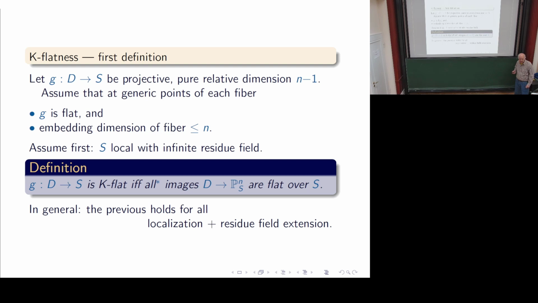What I was concerned about is that you impose this condition about the embedding dimension only generically. At a special point, the embedding dimension is enormous. How can you map it to P^N? You just project? Yes, I just map it to P^N.